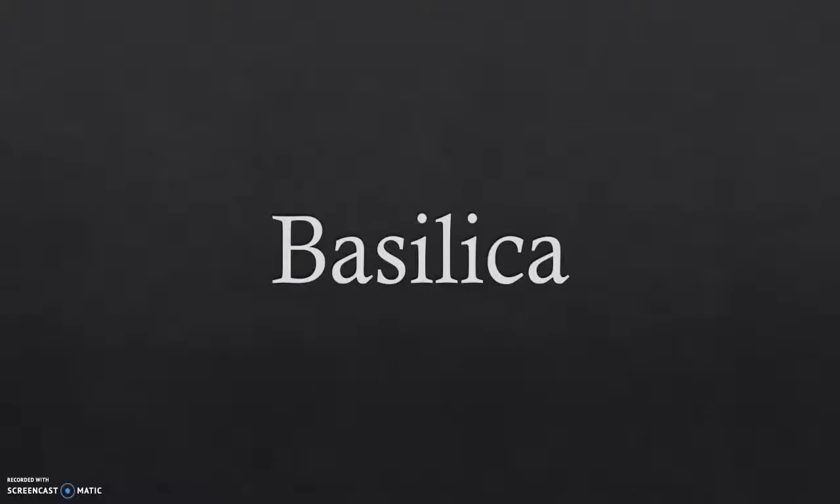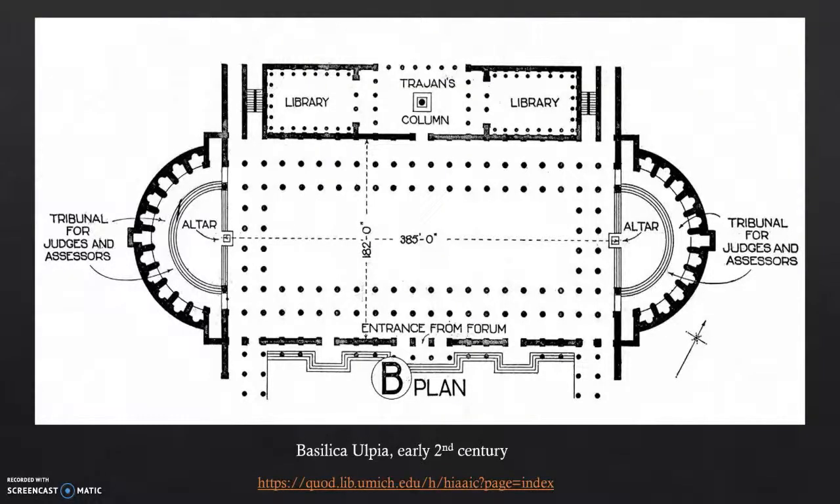The easiest example to see of how the church adapted architecture is the basilica. Roman basilicas were public legal buildings where magistrates would hear cases. There were two of them located on either end of the Roman Forum. This is the plan for the Basilica Ulpia, which was built by Emperor Trajan and is located at Trajan's Forum.